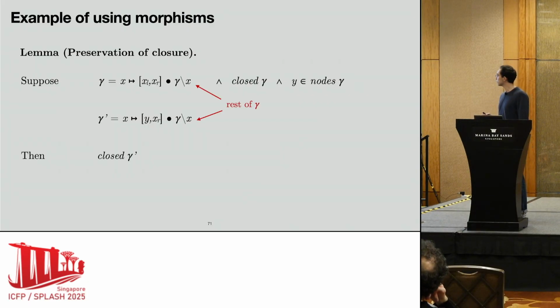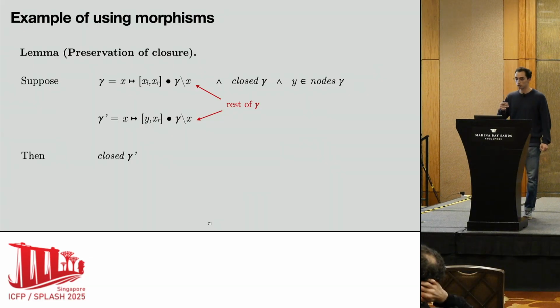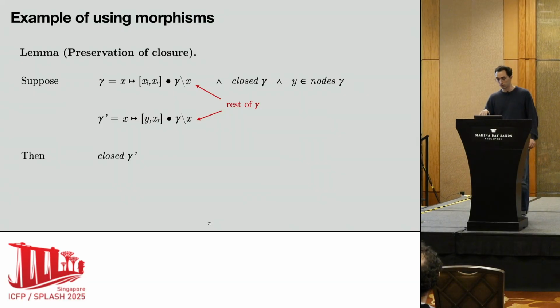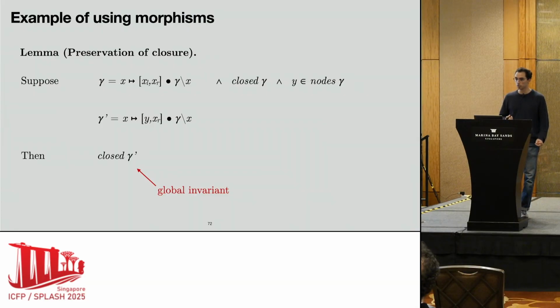So I want to point out two things. First of all, that because of the PCM morphism, we have that the rest of gamma, which is not x, is actually unaltered. And second, that what we are asked to prove is actually a global invariant because, as we saw before, it's not a morphism and it does not distribute. So how do we proceed?